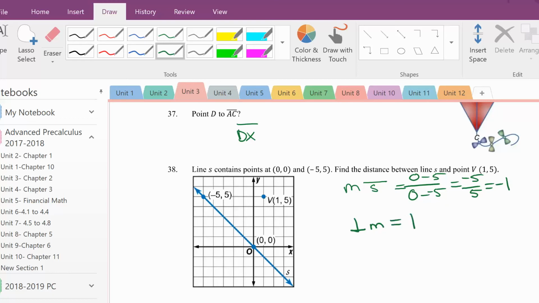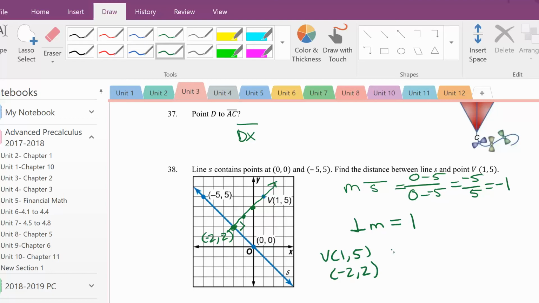So to go positive 1, you could either go up 1 to the right 1, or you could go down 1 to the left 1. So notice if you just keep going down 1 to the left 1, that gives you this line here, which would represent the distance. So notice this point here, that is (-2, 2).